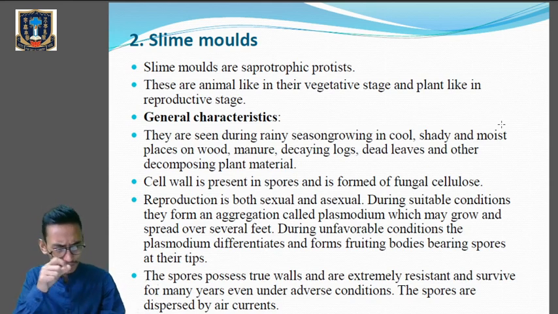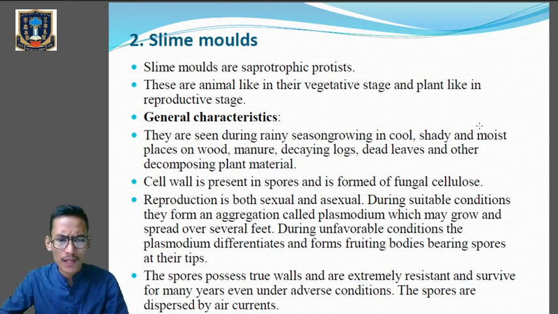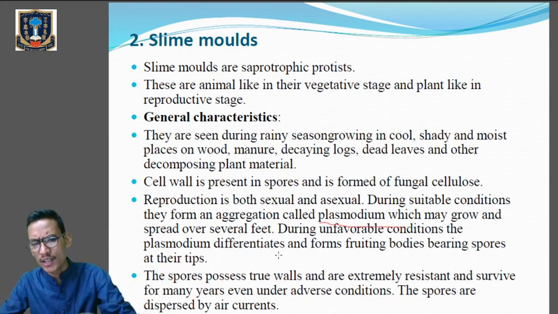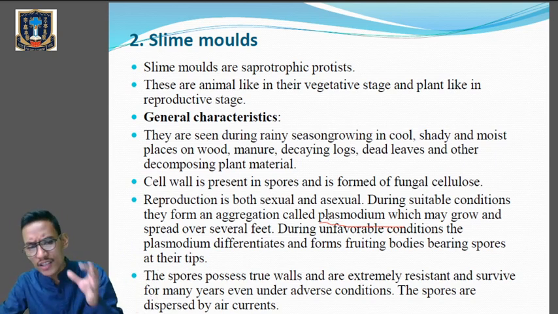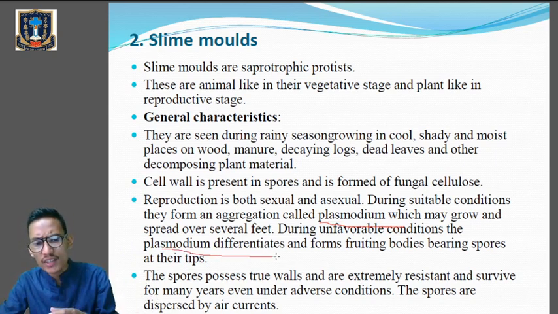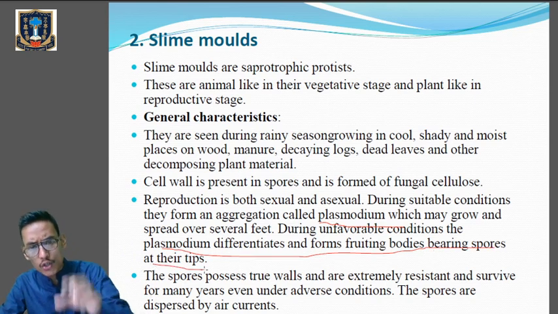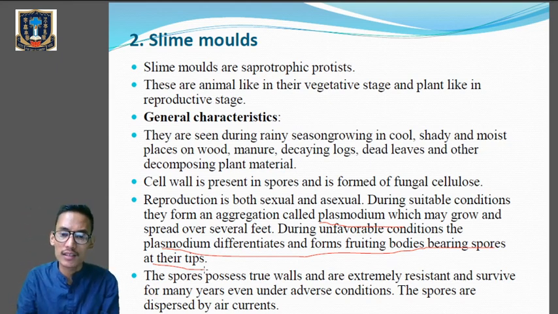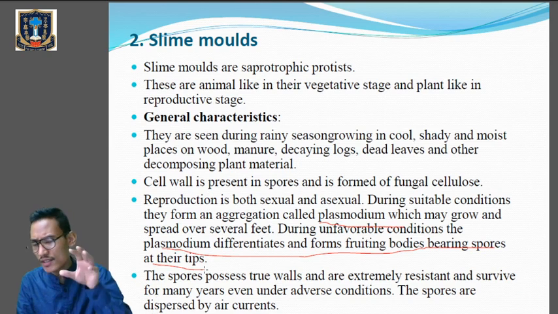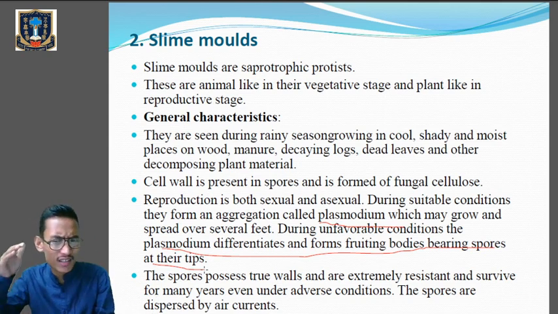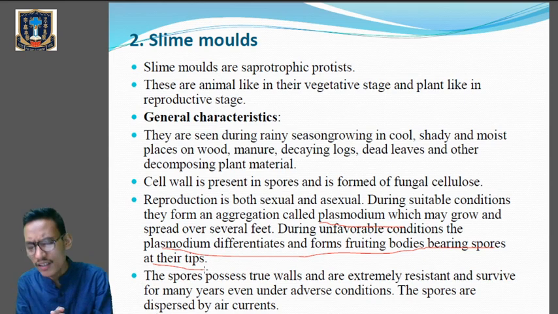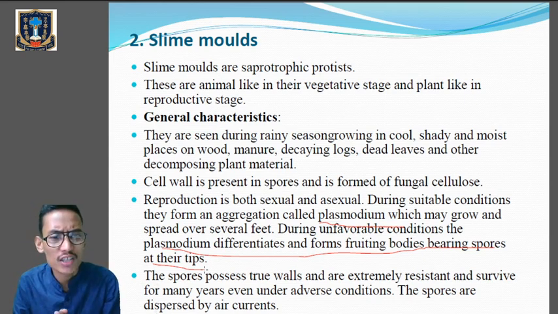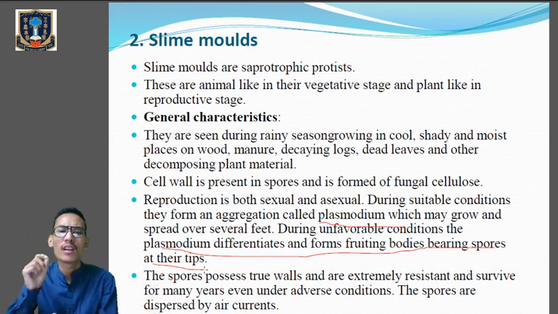Clear? Now, during suitable conditions, they will form an aggregation which is called the plasmodium, which can grow up to several feet. But during unfavorable conditions, this plasmodium will differentiate and form fruiting bodies bearing spores at their tips. The spores possess a true wall and they are extremely resistant and can survive for many years under adverse conditions. That means the spores can resist harsh environmental conditions, and the spores are dispersed with the help of air currents.